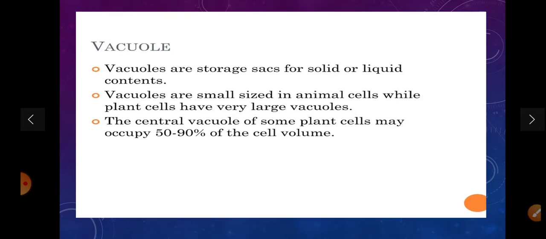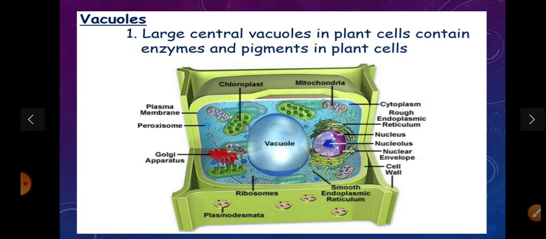Now vacuoles. Vacuoles are the storage sacs for food or liquid content. Vacuoles are small in size in animal cells, while plant cells have very large vacuoles. These central vacuoles of some plants may occupy 50 to 90% of the cell volume. The large central vacuole in the plant cell contains enzymes and pigments.